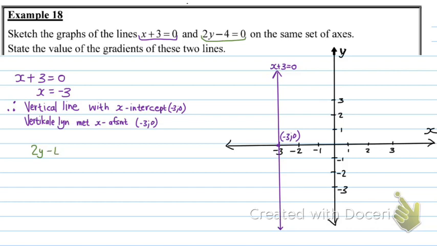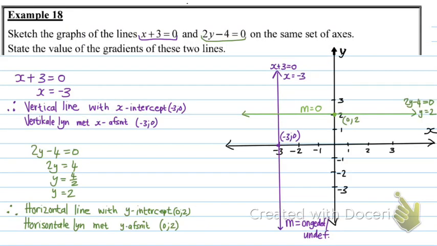Then the next one, 2y minus 4 is equal to 0. I'm going to try to get y alone. Take the 4 over to the other side, divide by 2, and I get y is equal to 2, which means on the y-axis on 2, I'm going to plot a point. I'm going to draw a line horizontally through that. So this means that I have a horizontal line with y-intercept (0; 2). Oh goodness, sorry guys. So there we go. We have the green line with y-intercept (0; 2), the equation at the end, and the gradients of these lines.